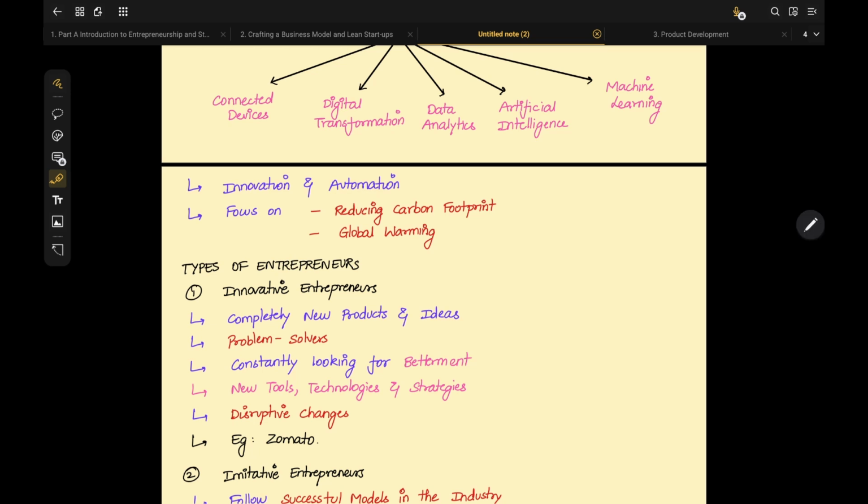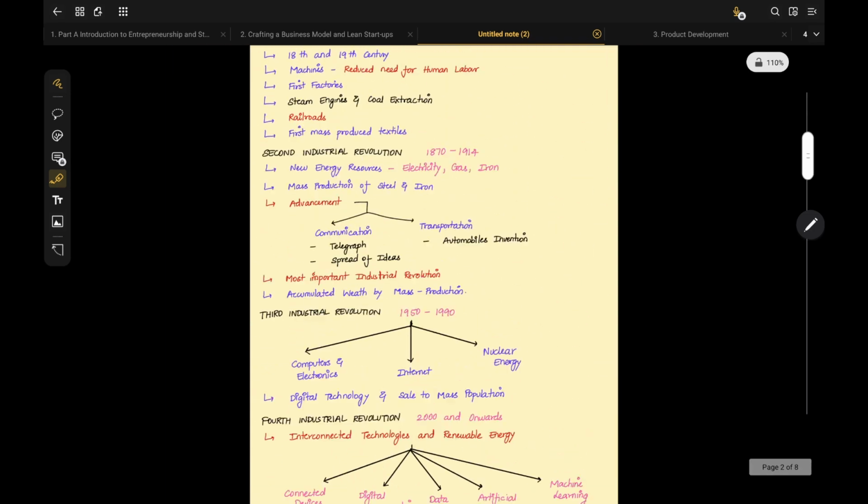The focus is to use renewable energy. They should reduce the carbon footprint. Every country, how much carbon dioxide they are releasing into the air, that is called the carbon footprint. We should reduce that amount to reduce the greenhouse gas effect and reduce global warming. So this is the summary for the industrial revolution.